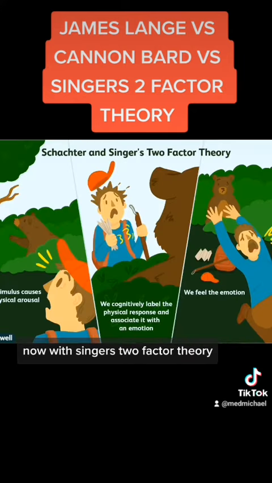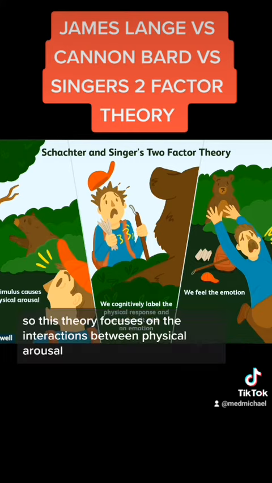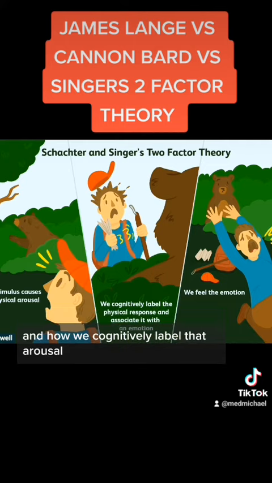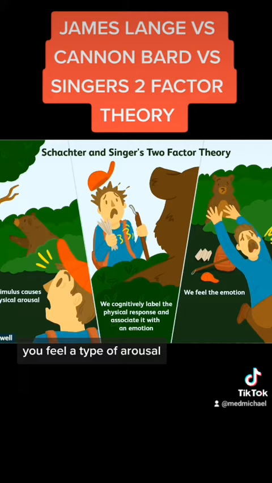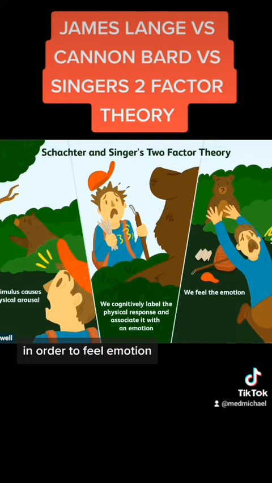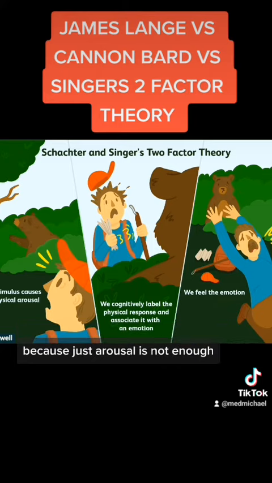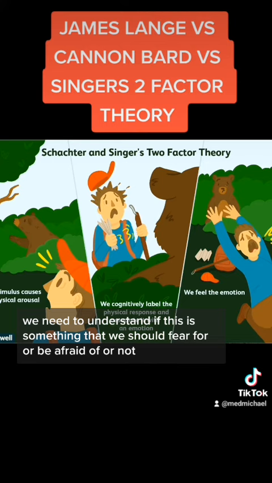Now, with Singer's two-factor theory, this is just slightly more complex with an extra step. So this theory focuses on the interactions between physical arousal and how we cognitively label that arousal. So for example, you feel a type of arousal, but you need to identify this arousal in order to feel emotion. You need to identify whether this is threatening or non-threatening, if you can relax or not, because just arousal is not enough. We need to understand if this is something that we should fear or be afraid of or not.